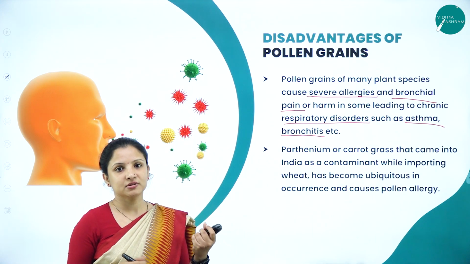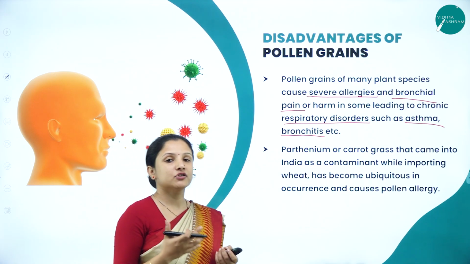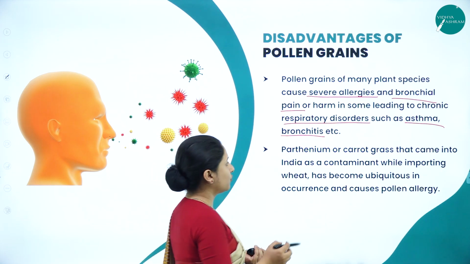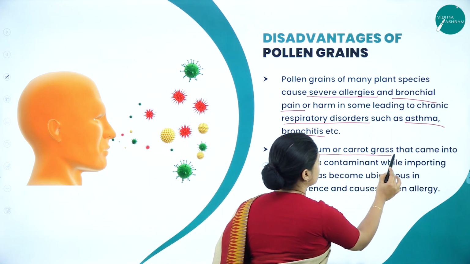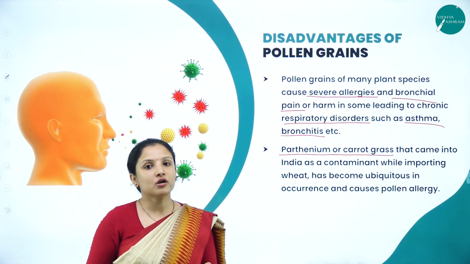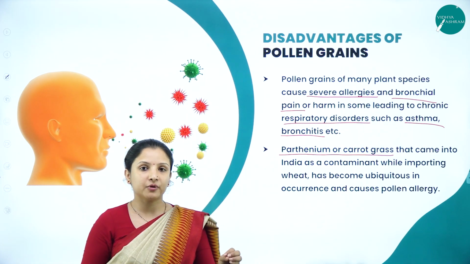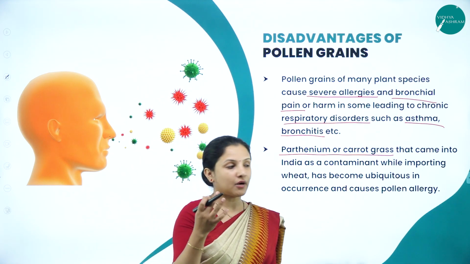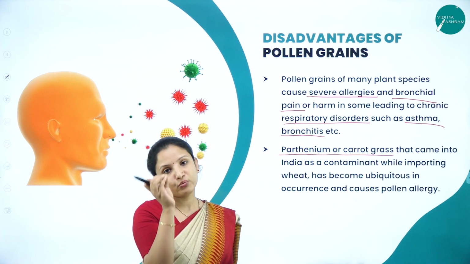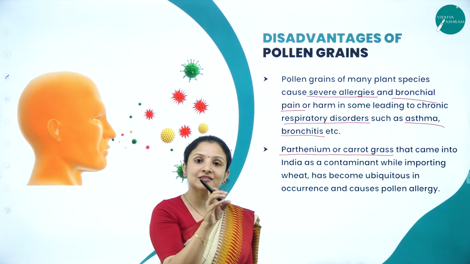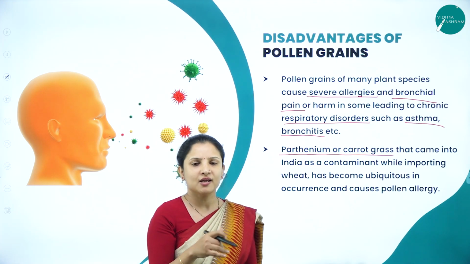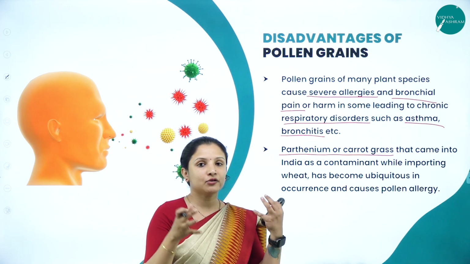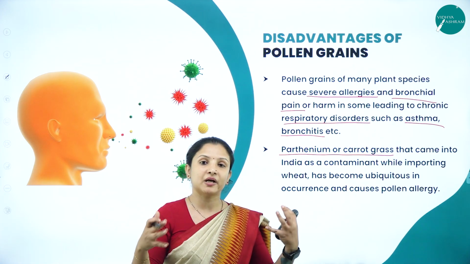Once this happens, there is no cure for that. We have to just take medications and keep it under control. I have given here the example, already told it to you. Parthenium, which is also called carrot grass, was not there at all in India. But many years ago, during the import of wheat from another country, it came along with the wheat as a contaminant. It mixed with the wheat seed and came into our country. And weeds, wherever you want, you can grow them. So it started to develop in the wheat fields and then spread throughout the country.